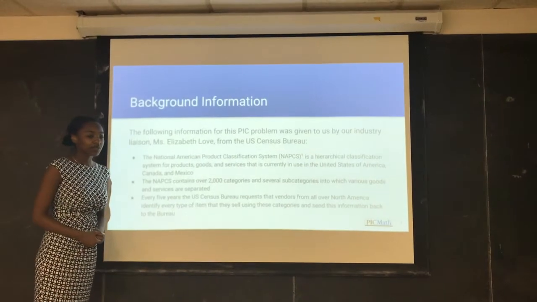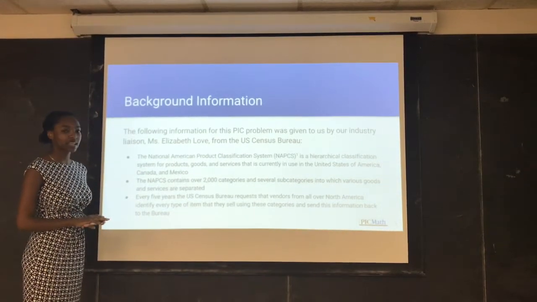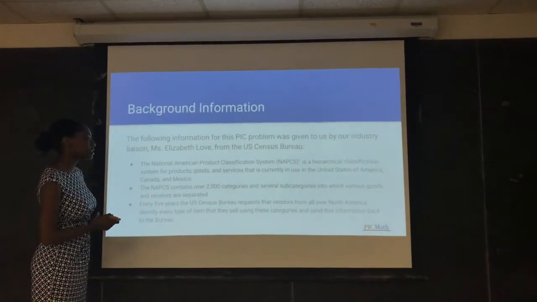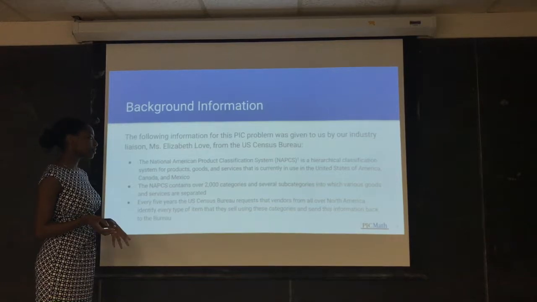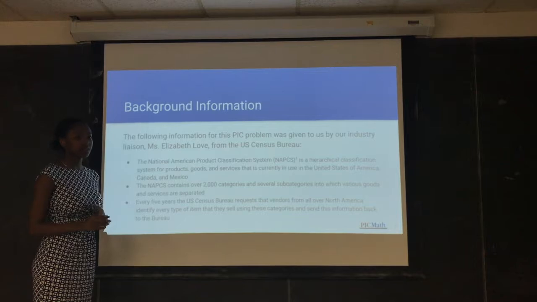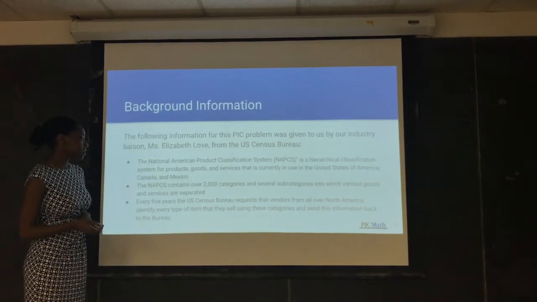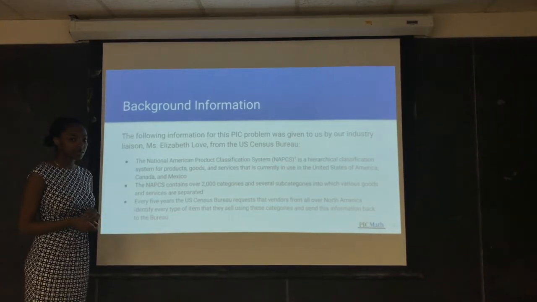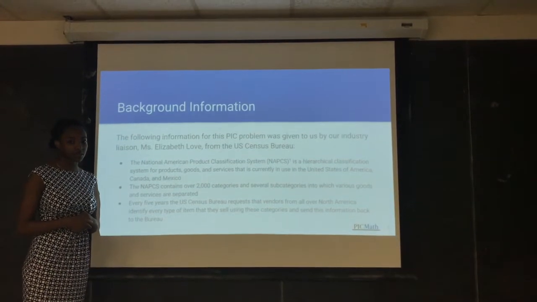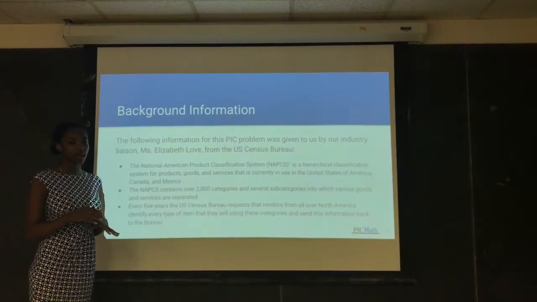So a little background information. This information was given to us by our industry liaison, Ms. Elizabeth Love from the U.S. Census Bureau. And to start, NAPCS is a hierarchical classification system that contains goods and services and products, and is currently used in the United States, Mexico, and Canada. This database contains over 2,000 categories and several subcategories, and every 5 years the U.S. Census Bureau sends out this survey to vendors all over North America to classify every single type of item that they sell.